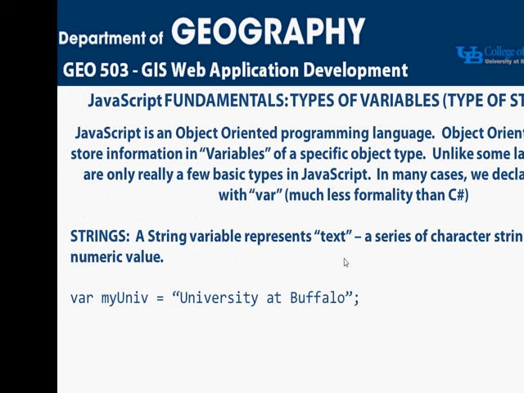As we talked about at the end of last class, JavaScript is an object-oriented programming language. Object-oriented language, as we said, we talked about the geese and the crows. They store information in variables of a specific object type. But unlike some languages, in C# there's thousands. ArcObjects has 12,000 different classes. JavaScript is not like that. There are very few predefined objects. In many cases, we can declare an object just with var. So in other words, JavaScript is a much less formal language than C#.